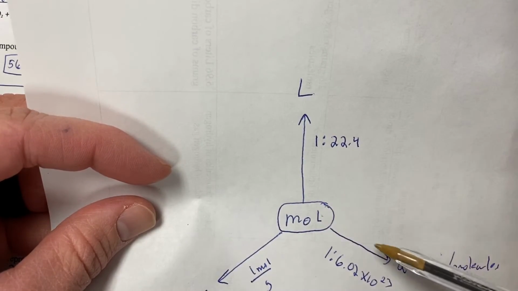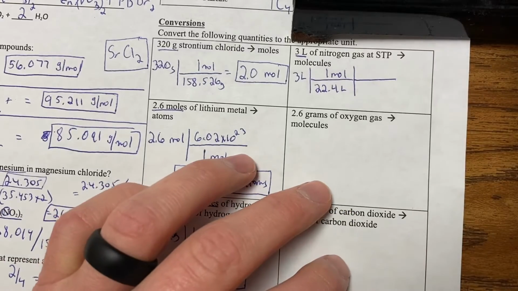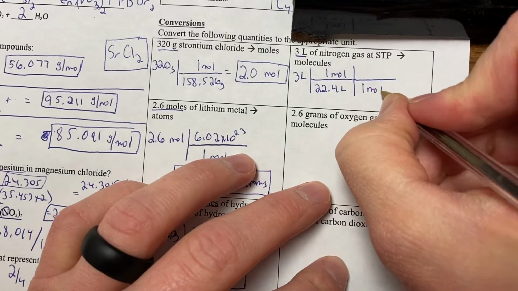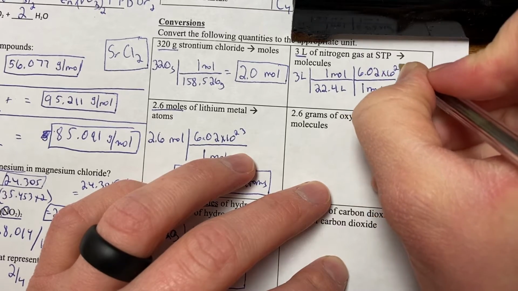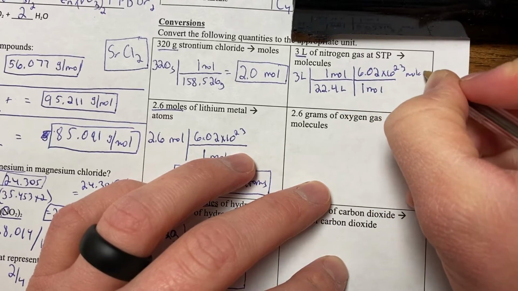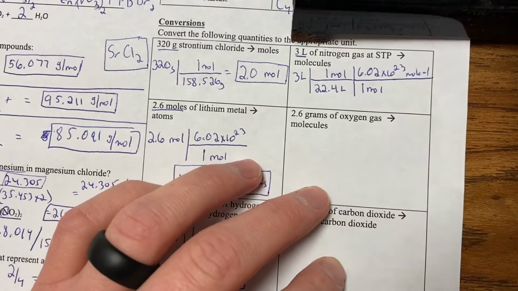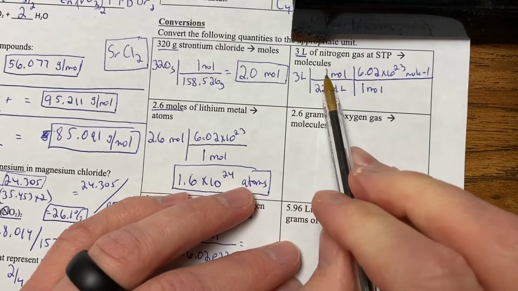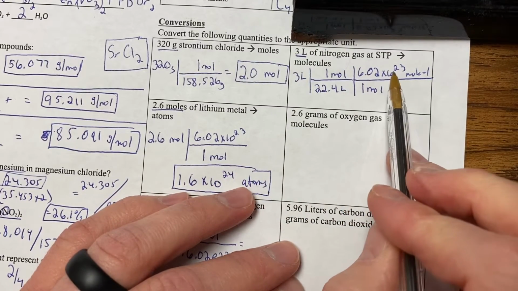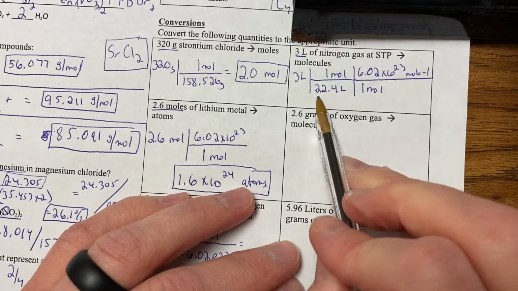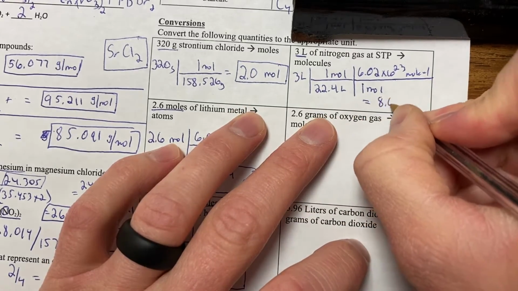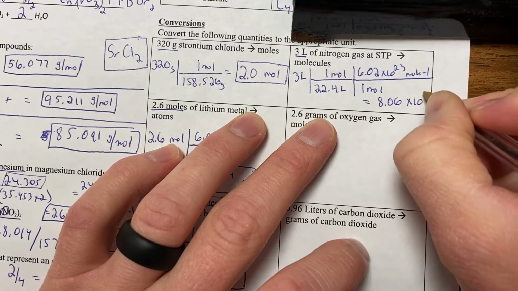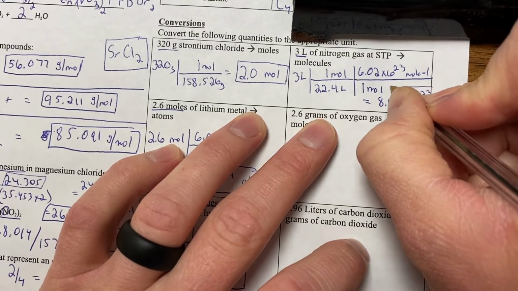Now I've got to go from moles to atoms. For every 1 mole of a substance, there are 6.02 times 10 to the 23rd molecules. So you're going to take 3 times 1 times 6.02 times 10 to the 23rd, and then divide it by 22.4 times 1, which will give you a total of 8.06 times 10 to the 23rd.